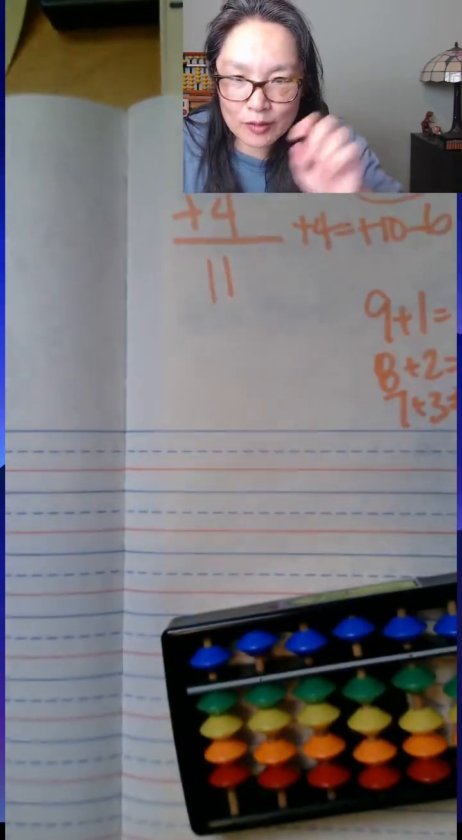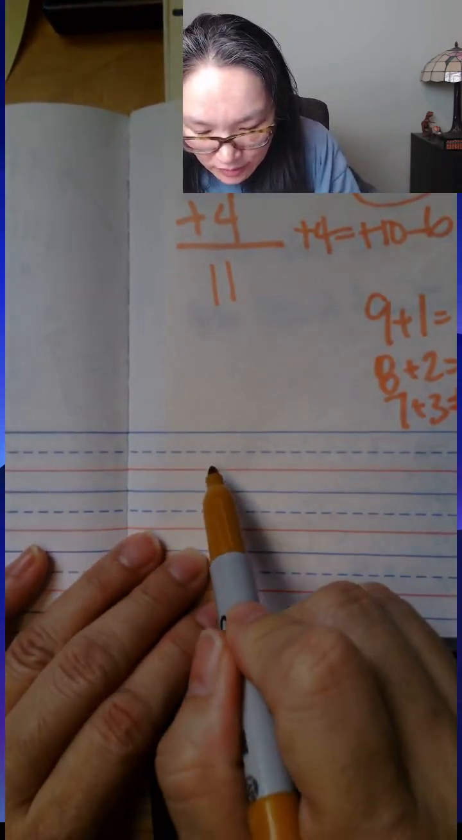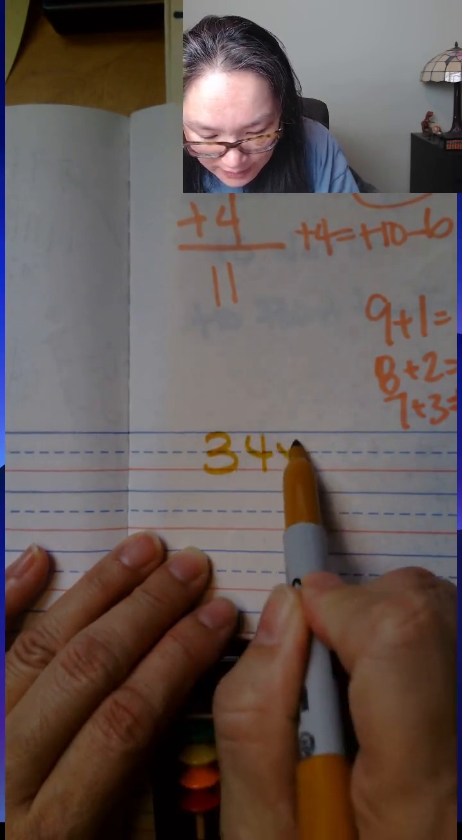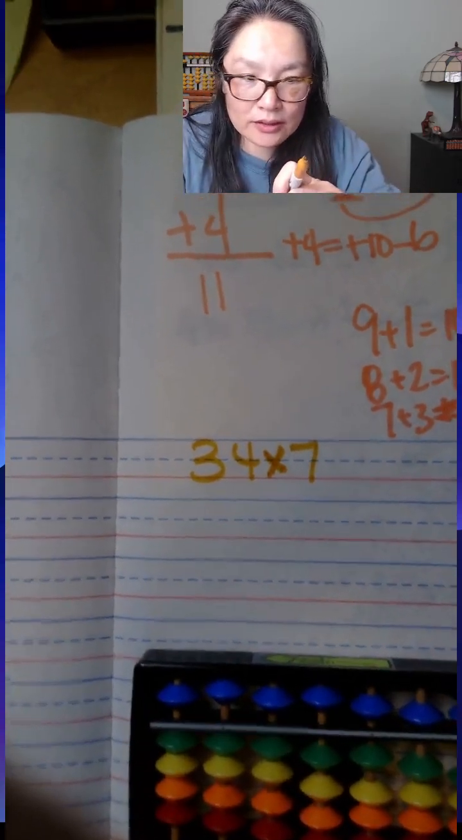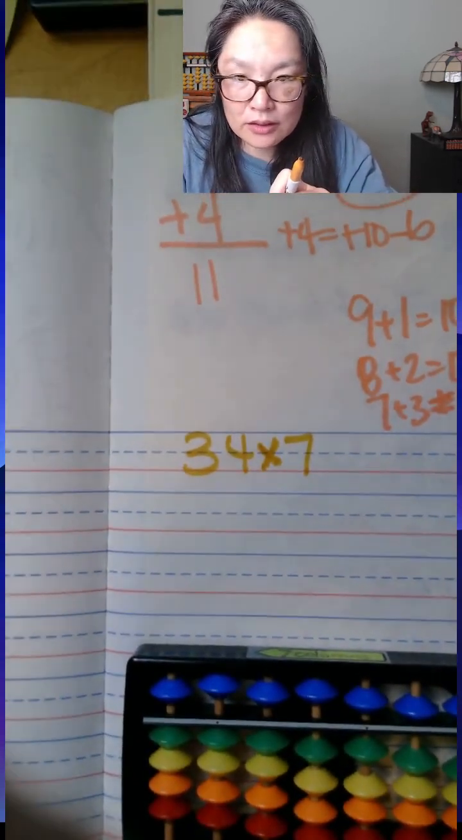People are ready for multiplication. Okay, so we're going to do 34 times 7. We're going to start with that first. Oh, that's dark. That's so dark. Okay, what are we going to do?